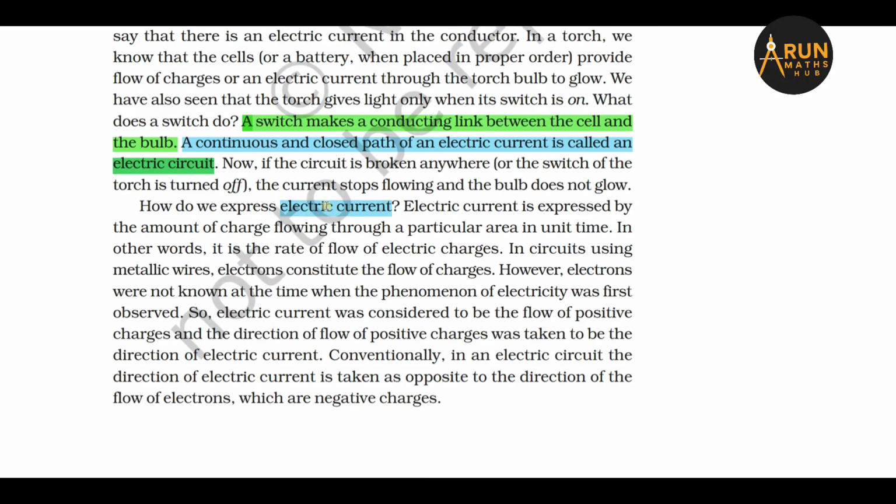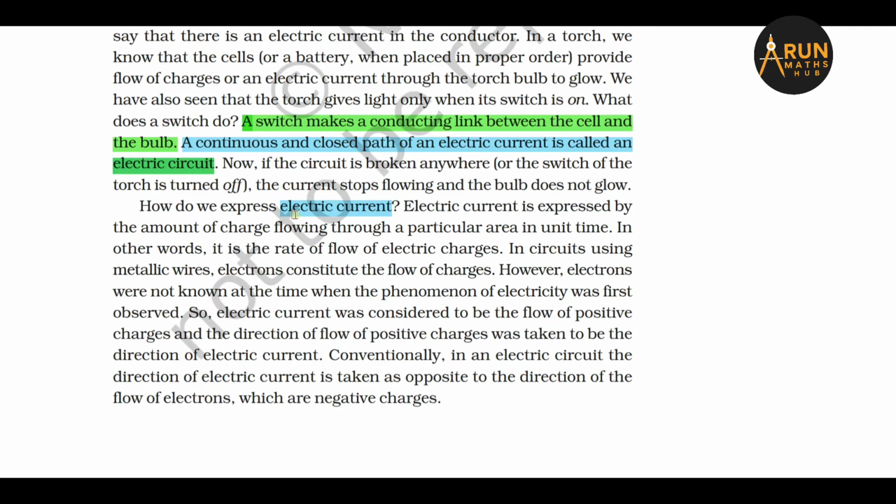Just make a note of the keyword, not the whole point. Just make a note: a switch. Next, second keyword, electric circuit. Next, electric current. Everything is there in the textbook. You just need to make a note of the keyword in your notebook.